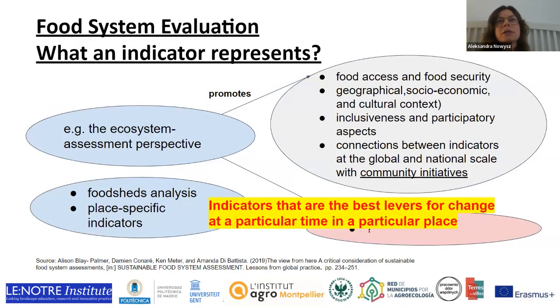In this ecosystem assessment perspective, it is very important to choose the indicators which are the best levers for change at a particular time in a particular place, because it is pointless to do this kind of food system evaluation just for collecting data, preparing some academic papers, or doing some theoretical work. We would like to have a very practical impact in changing the food system towards a sustainable one. We can choose from many indicators, but we need to be sure that the ones we are picking are important at a particular time and are place specific.